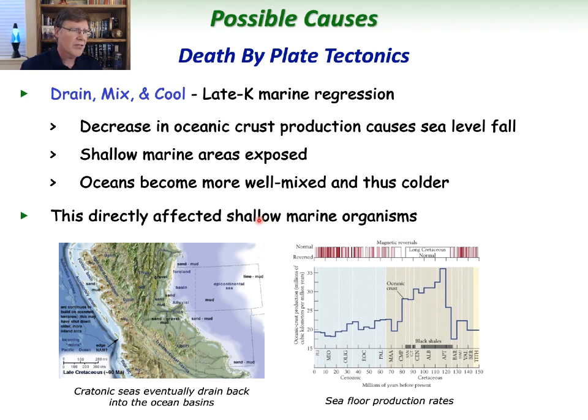It also indirectly affects land organisms that were once separated by a seaway that aren't anymore. But also the climate caused by the seaway would have changed. As the seaway leaves, the climate around there would have changed to some degree. But it's thought directly this is affecting shallow marine organisms.